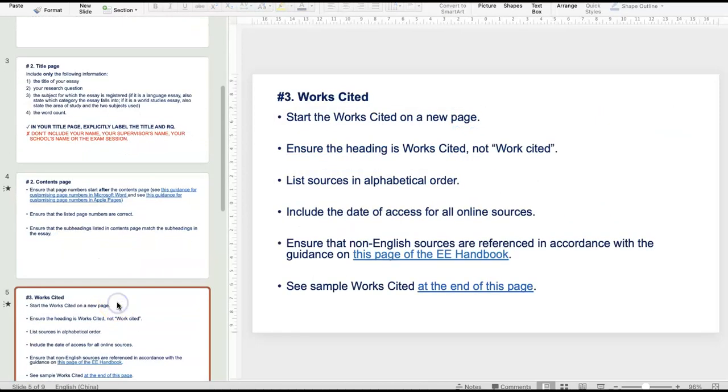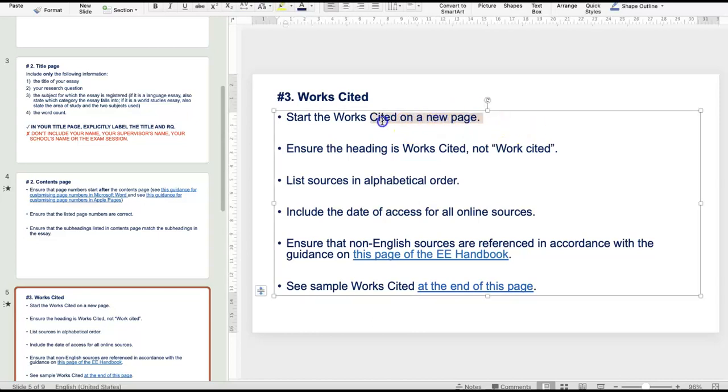Okay, moving on to your works cited. Again, we've talked about this. Now, as I said, in the referencing system that you use at your school, you may be using a bibliography, but if you're using a works cited, make sure that you start on a new page. Same for a bibliography. Call it Works Cited, with capital letters, not in lowercase. List your sources in alphabetical order. As I said earlier, make sure you include the date of access for all online sources.